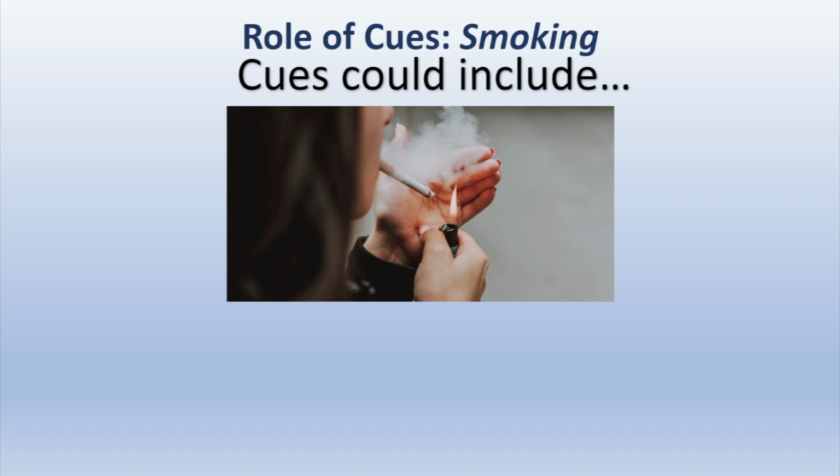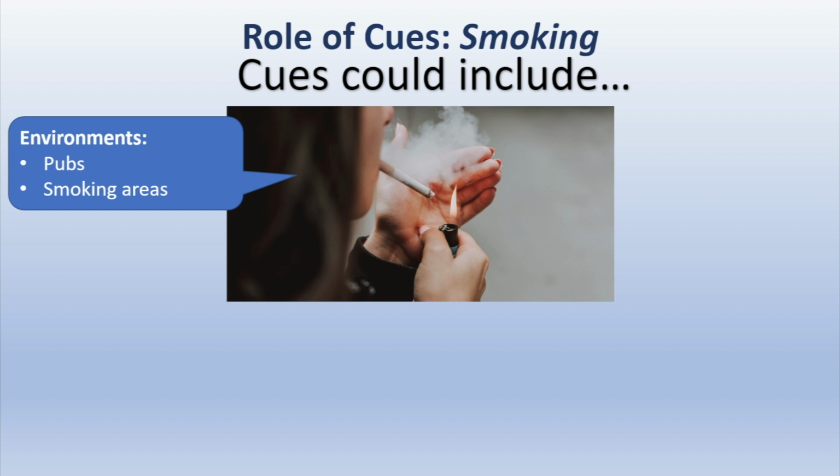Okay, so let's have a look at some cues that you could talk about. So some environments, maybe things like pubs or smoking areas, places where people usually smoke. So for example, if you go into a pub or you walk past the smoking area, that could give you a bit of a cue.